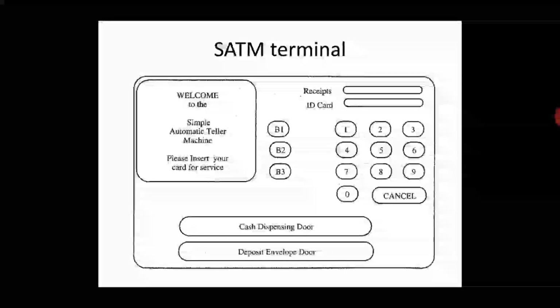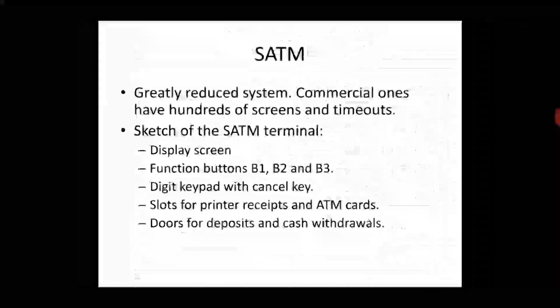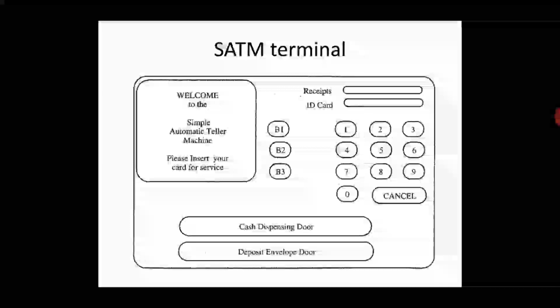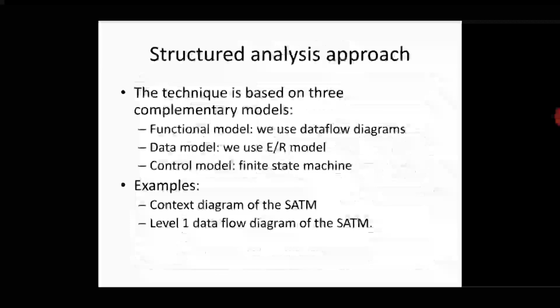Here we have one welcome screen. This is the terminal. Under this terminal we have buttons, right? So functional buttons B1, B2, B3, and a digit keypad with a cancel key. Cancel key is there, and a 1 2 3 4 digit keypad is there. Receipt and ID card slot is there. Cash dispensing door is there, and deposit envelope door is there. It is actually a SATM terminal. So they will ask: explain the SATM system with the structural analysis approach.